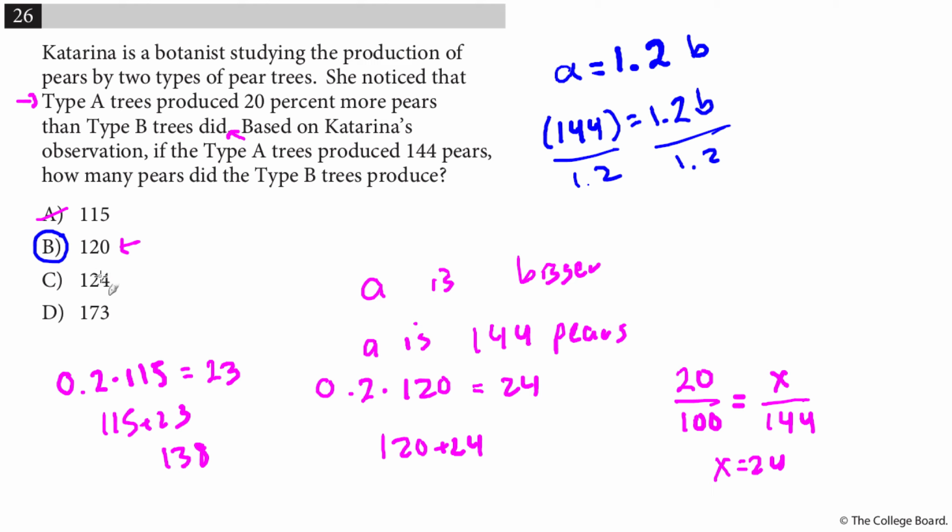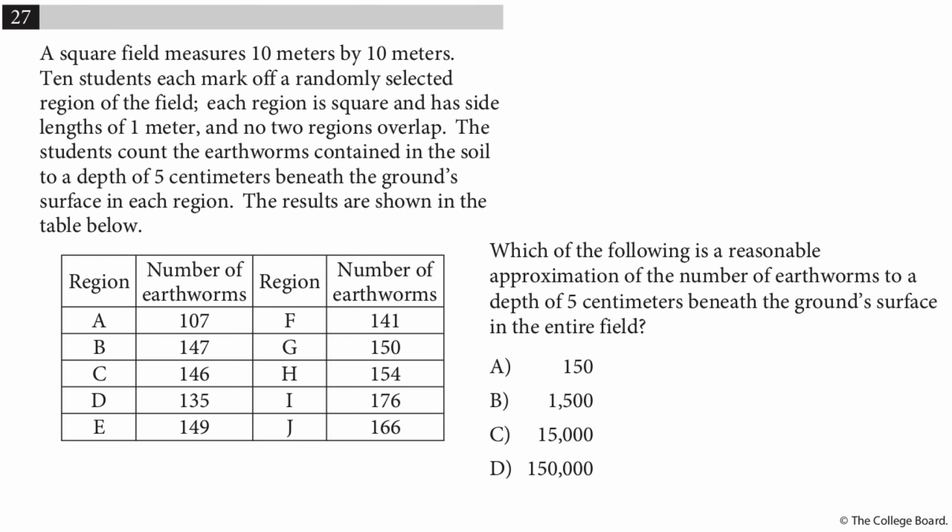The most likely mistake I would expect to see is someone that instead of dividing by the 1.2 or starting from here and going there, they'll do 20% more than this, and that's going to lead you to 173 pears. Okay, give this problem a shot.